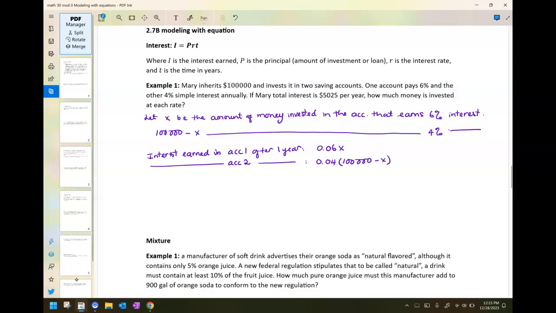We were told that the total interest is $5,025. Then I can write my equation as the interest earned in one account plus the interest earned in the other account has to equal the total interest earned. Let's solve this equation.